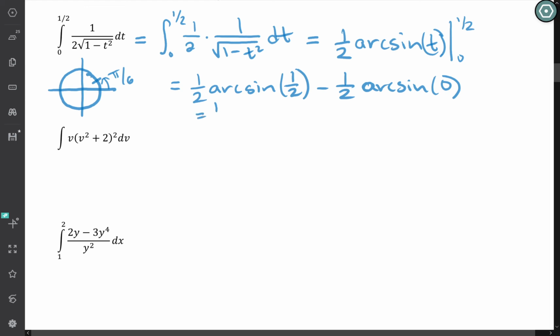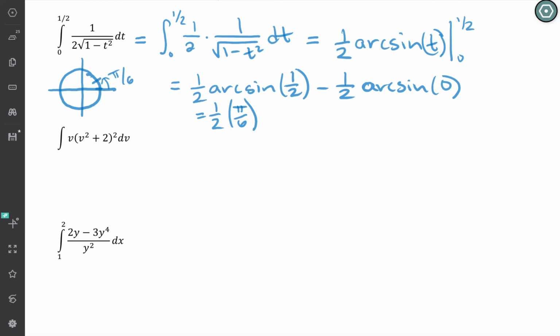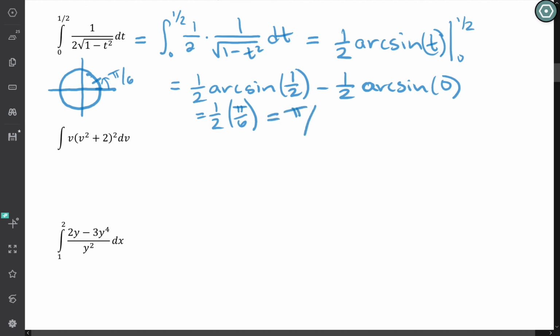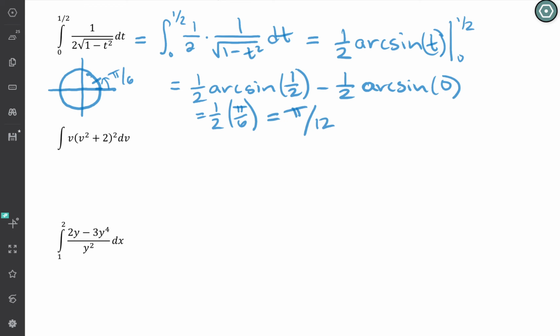So I have 1/2 of pi over 6 minus arc sine of 0, which is actually 0, so I don't even need a minus. What arc length makes your y value 0? The first answer is going to be arc length 0 makes y 0. There are other answers, but arc sine won't give them to you. So my final answer here is pi over 12, which means if you look at the graph of 1 over 2 times the square root of 1 minus t squared, and you try and calculate the area trapped under that thing between 0 and 1/2, you're going to get pi over 12.